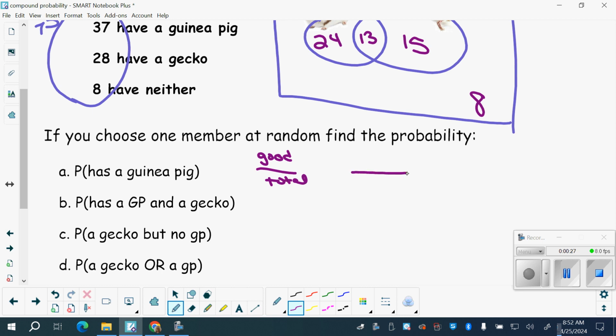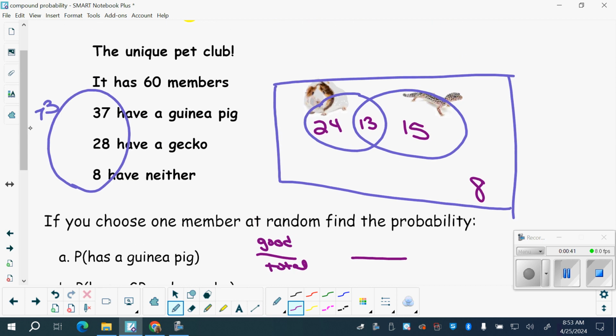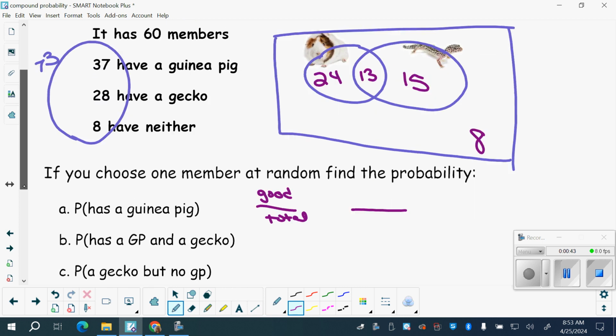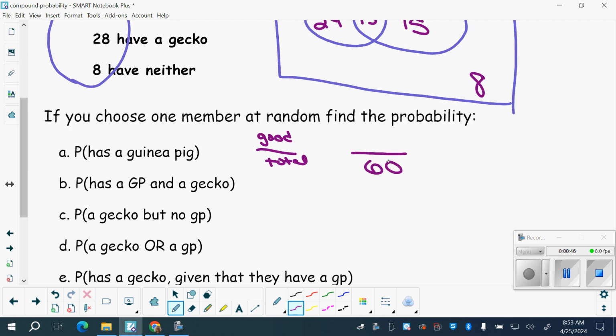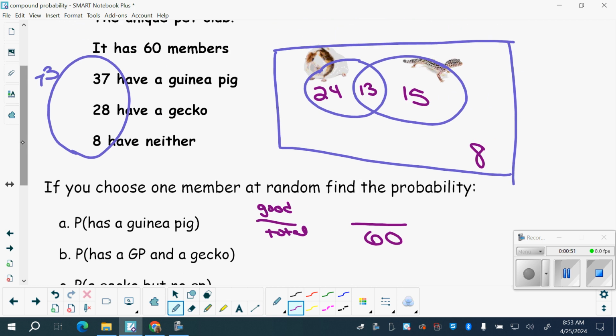So let's start with this first one. The probability that someone has a guinea pig. Well, how many people are in my club? 60, right? How do you know that? Right here, 60 members. If you add those up, you get 60. That's my total. And how many of those people have guinea pigs? 37. There's our first one. Yay. Okay, let's try the next one.